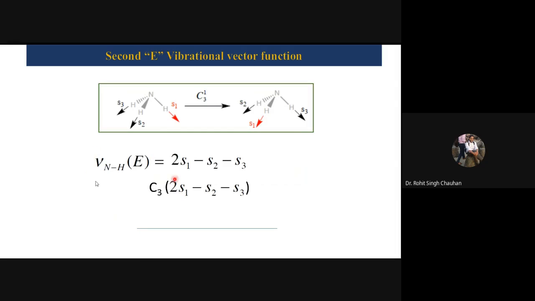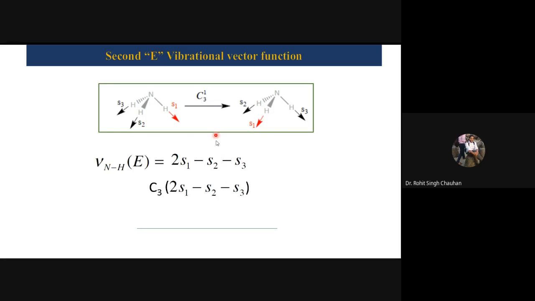this you have received. I have not used 1 by root 6 here for mu NHE. If anyone asks for the mode, then you will write it as 2s1 minus s2 minus s3. You don't want to focus on the contribution; 1 by root 6 is basically the contribution. So mu NHE is 2s1 minus s2 minus s3. Now what are we going to do? We are going to get the second E vibrational vector function, right? So always remember what should be there.